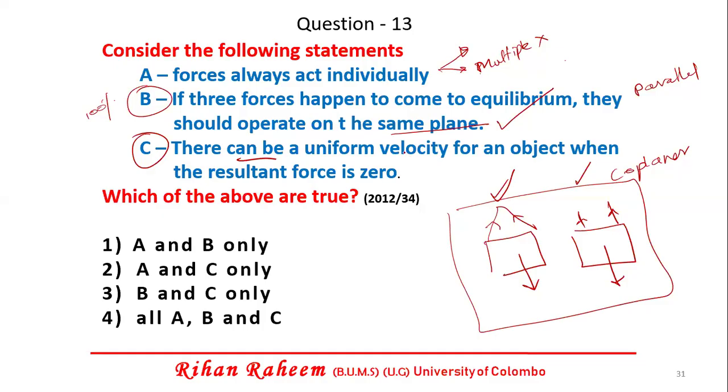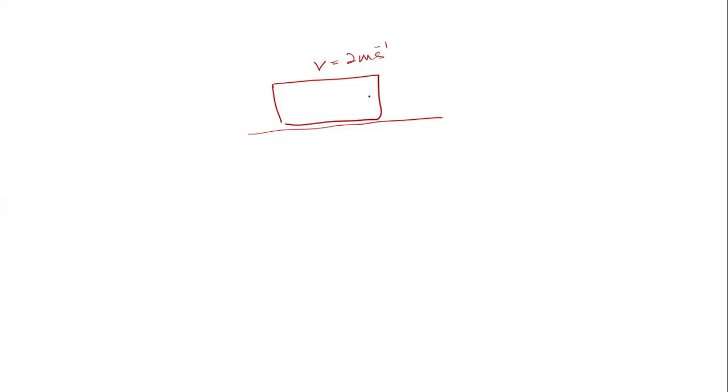So, what is the situation? It's like already the object is moving with a velocity, let's say 2 m s^-1, and the surface is frictionless. Now, someone is putting 2 forces, 2 Newton, 2 Newton. If the object is already moving, and at that situation, if someone is putting 2 equal forces, resultant will be 0, but the object will be moving. Especially, let's say, in the outer space.